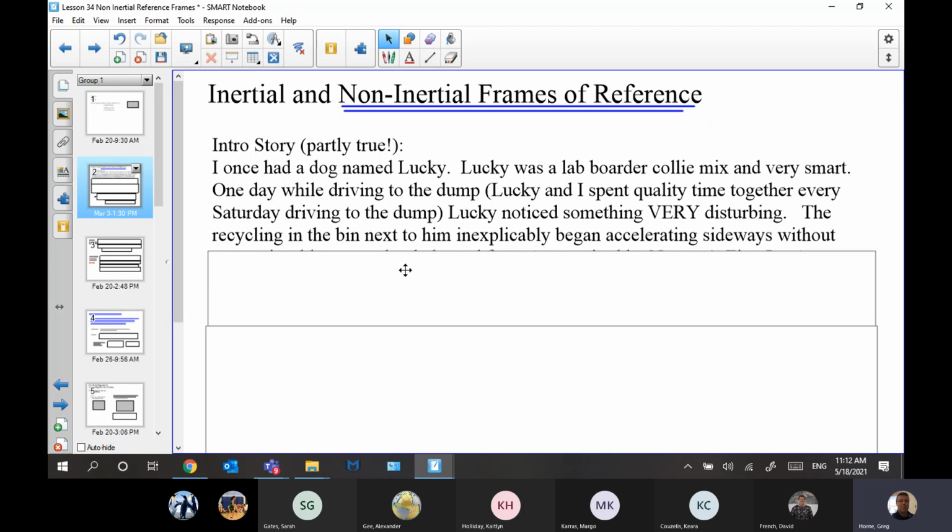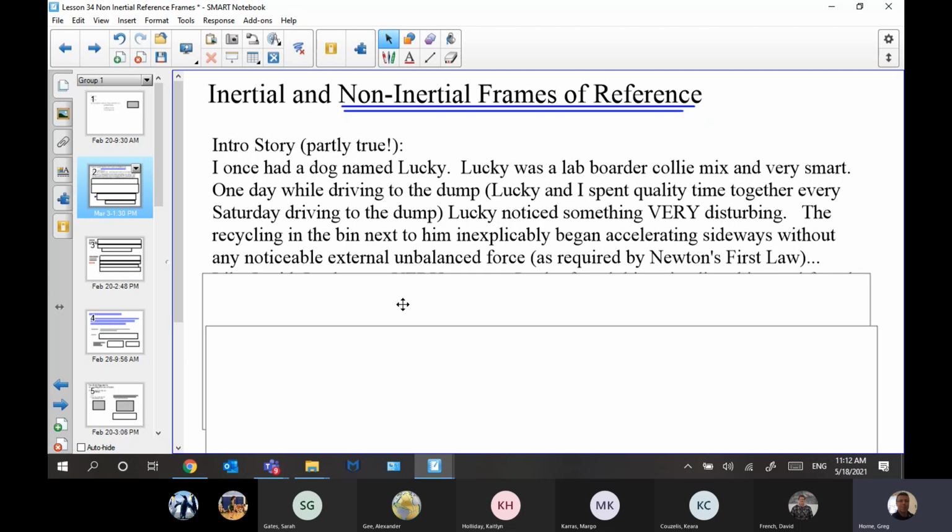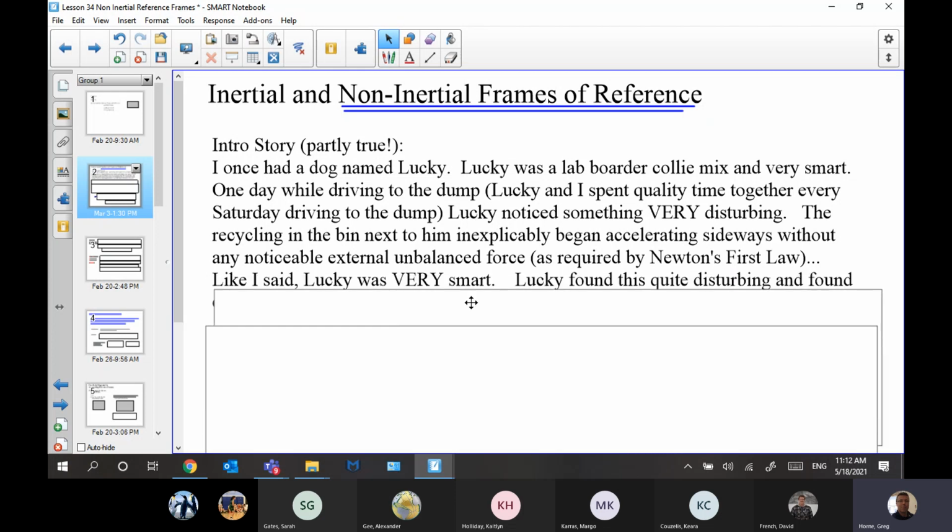inexplicably began accelerating sideways, right? Lucky's riding along in the car. All of a sudden the bin tips over and the cans come rolling towards him, okay? So Lucky notices that without any external unbalanced force to cause these things to accelerate towards him, they were accelerating. So Lucky found that disturbing, because like I said, he's pretty smart. So he found that disturbing, and he found comfort by jumping into my lap.